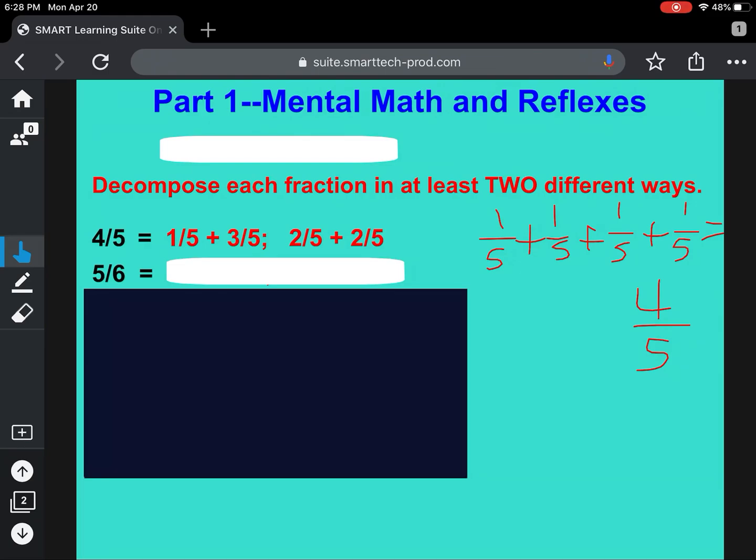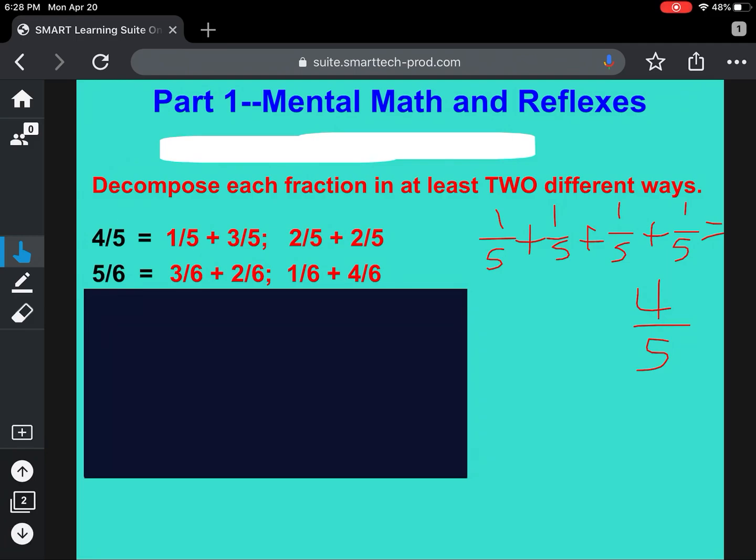When decomposing the fraction 5/6, you could have written 3/6 plus 2/6 equals 5/6, or 1/6 plus 4/6 equals 5/6. Again, you could have broken this down into unit fractions, and you could have written 1/6 plus 1/6 plus 1/6 plus 1/6 plus 1/6 equals 5/6. If you had any of those 3 decompositions written down, pat yourself on the back.